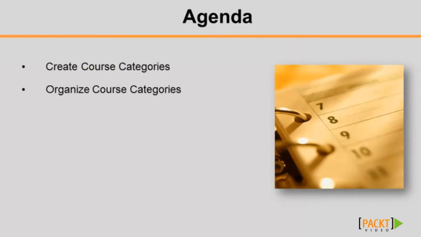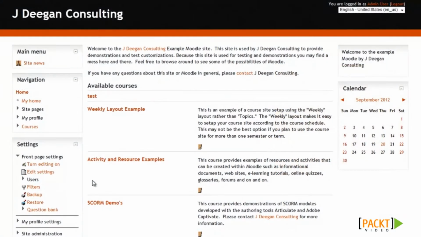Now you've got your front page set up, so you're ready to start working on building your courses. In this video, you'll learn how to create and organize course categories so your courses are organized and easy to find. Course categories are used to categorize all of the courses on your Moodle site by subject or topic. If Moodle was a book, then categories would be the chapters.